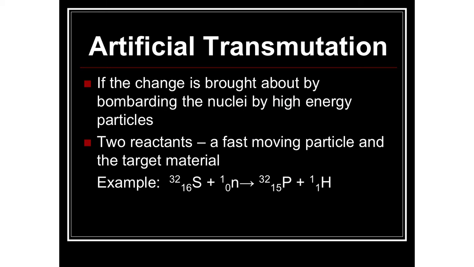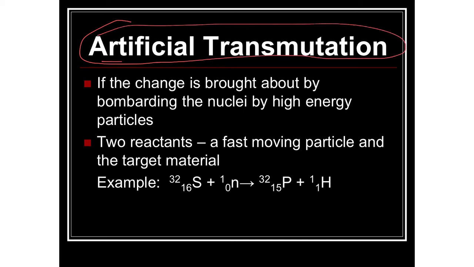All right, here we have artificial transmutation. In order to be a transmutation, it will change from one element into another. And in order to be an artificial transmutation, we will see two reactants, so two substances before the arrow, as opposed to natural transmutation where you only have one reactant.